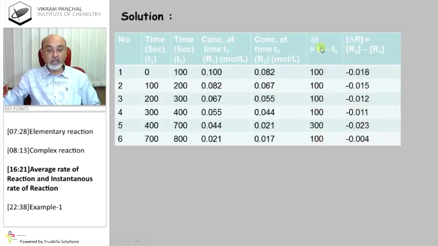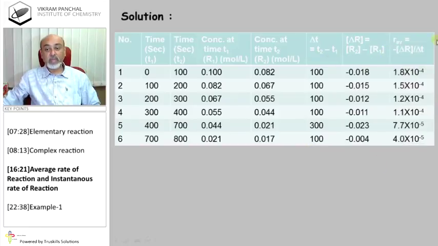Now, delta T will be 100 minus 0, that is 100. Here also 100. Only in this case, 700 to 400, that is 300. And R2 minus R1 for all will be minus 0.018, minus 0.015 and like that. As you have R2 minus R1 and T2 minus T1, you can find the average rate of reaction, that is minus delta R upon delta T.